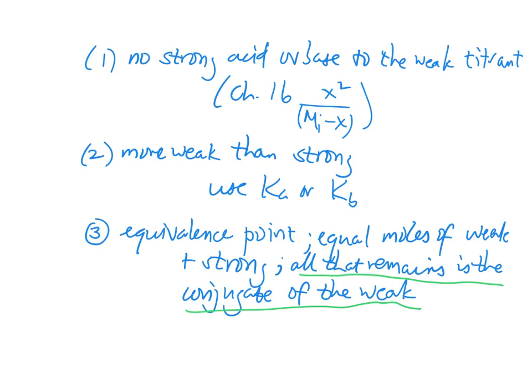What you would certainly use at this point would be the Kw over the Ka, or Kw over Kb, and then that would still equal the whole x squared over molarity minus x thing, but it's just a little more complicated than that, as we'll talk about in the coming days.